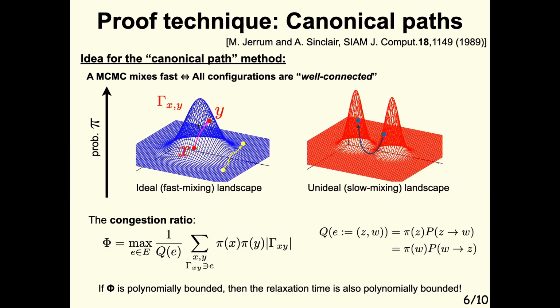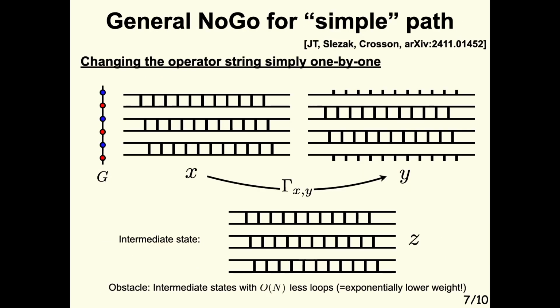So if you have two configurations x and y, which are both relatively high probability, but you need to go through z, which is exponentially small probability compared to x and y, then this is not going to be polynomially large. It's going to be exponentially large, and you can't prove fast mixing with that specific canonical path. So there are so many different ways that you can consider for what you can have as the canonical path here.